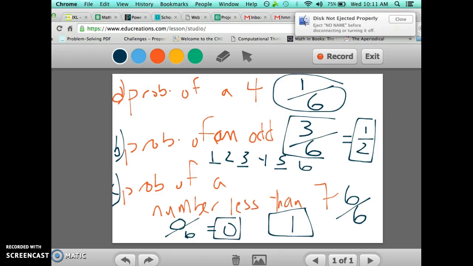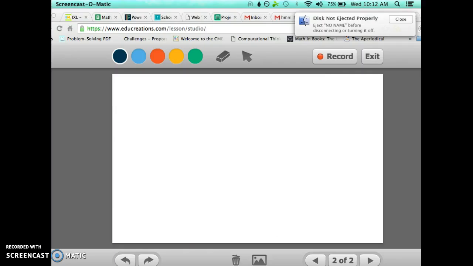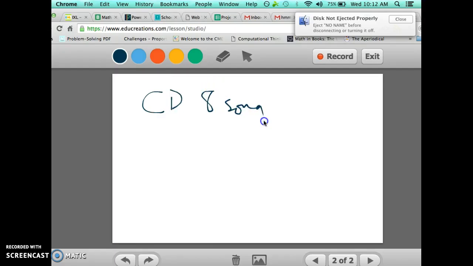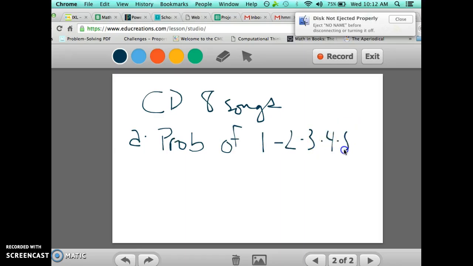Okay? Example 2 is that I have a CD with 8 songs on it, and I set the player to play the songs at random with no repeats. It asks, what is the probability that the songs are played in one particular order, the order that they're listed, 1, 2, 3, 4, 5, 6, 7, 8.